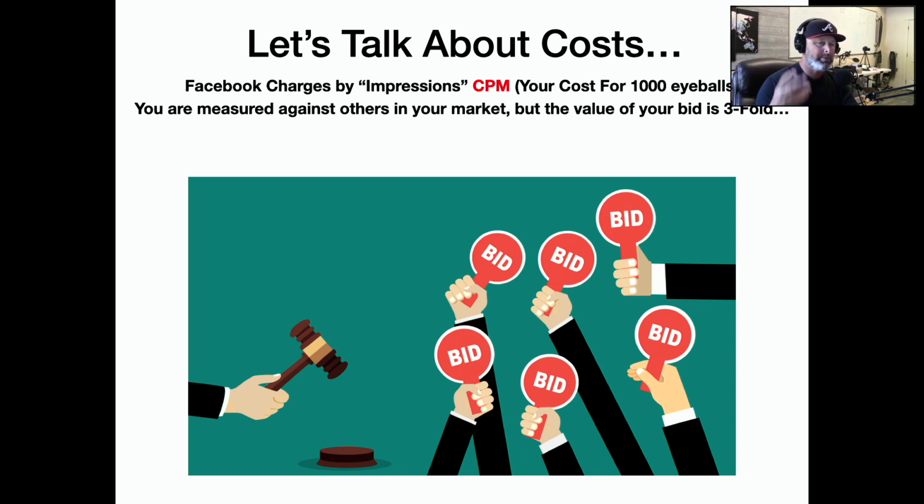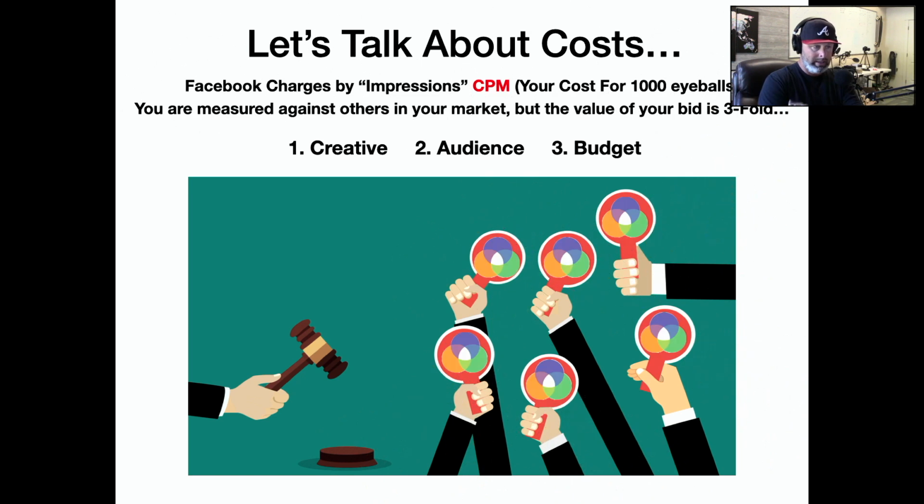So let's talk about how Facebook actually charges for this attention, for their fees. Facebook charges by CPMs, okay, impressions. So basically they charge you every time they show your ad to 1,000 people, boom, they charge you, okay? And there's a cost to do that. You are measured against other people or other products, offers, services in your market, but the value of your bid is measured by the algorithm. Okay, there's that big scary word, in 3 different ways. Remember this: creative, audience, and budget.